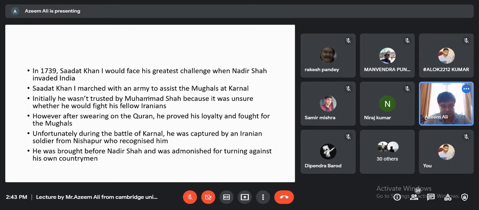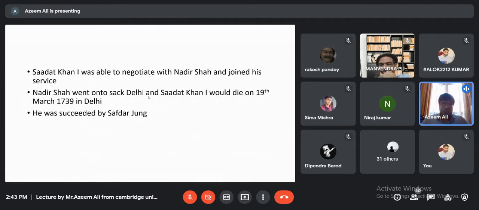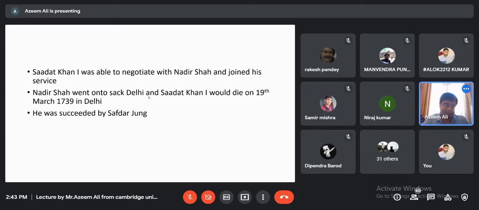Unfortunately, the Battle of Karnal went quite badly for the Mughals, and he was captured by an Iranian soldier from Nishapur who recognized him. He was brought before Nadir Shah and was told off for turning against his own countrymen, as he was of Iranian origin. But Sadat Khan was able to negotiate with Nadir Shah and went on to join his service. Nadir Shah went on to sack Delhi, and Sadat Khan I would die on the 19th of March 1739 in Delhi. He was succeeded by Safdarjung.